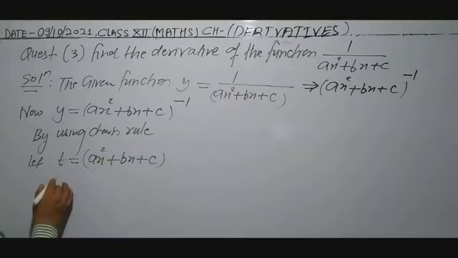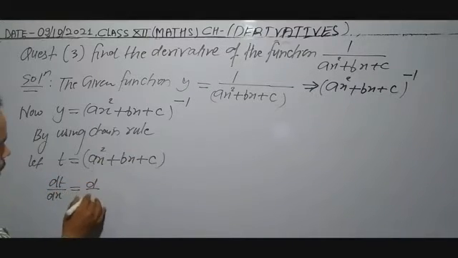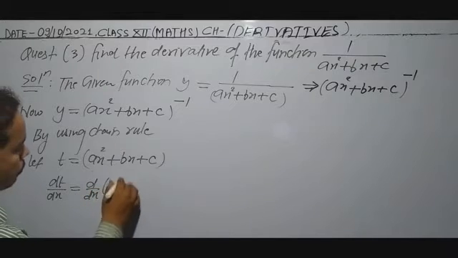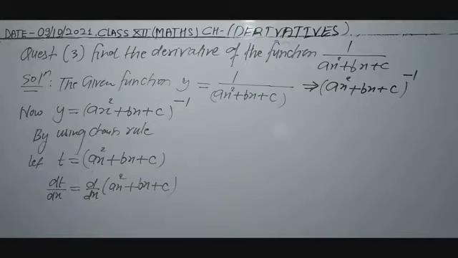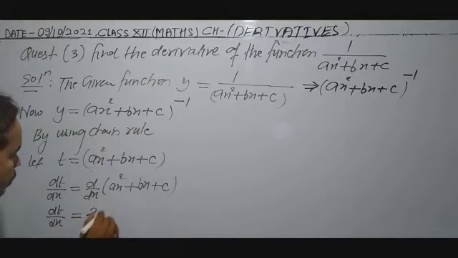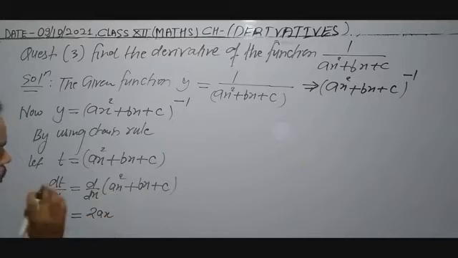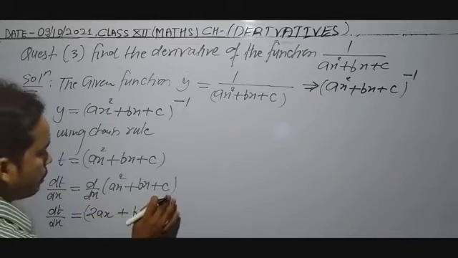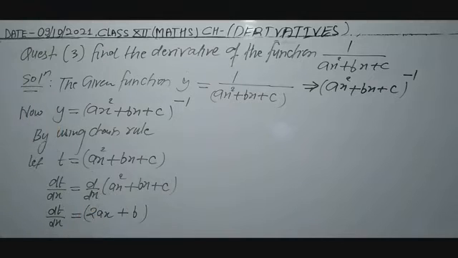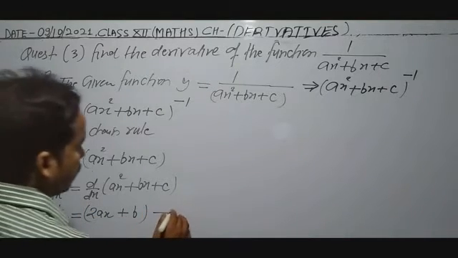Now dt by dx we can write as d by dx of ax square plus bx plus c, and when you simplify, the result of dt by dx is 2ax plus b, and the differentiation of c is 0. Consider this equation 1.